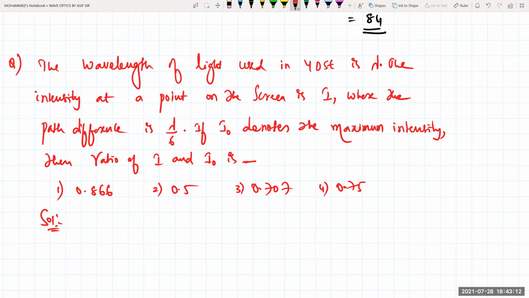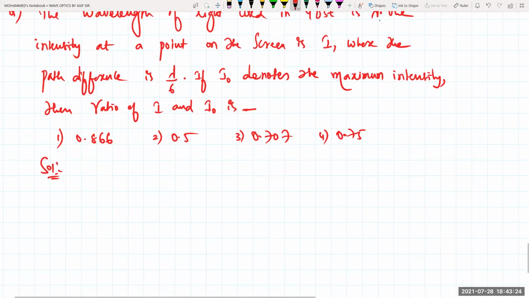The wavelength of light used in YDSE is lambda. The intensity at a point on the screen is I, where the path difference is lambda by 6. If I naught denotes the maximum intensity, then what is the ratio of I by I naught? What is the intensity formula in terms of I and I naught? I equals I naught into cos square phi by 2. We did the derivation. It is asking the ratio of I by I naught.